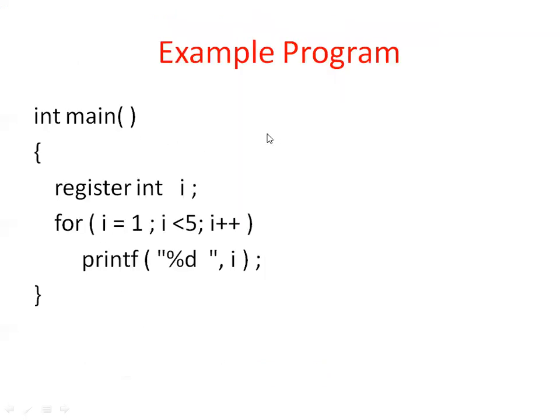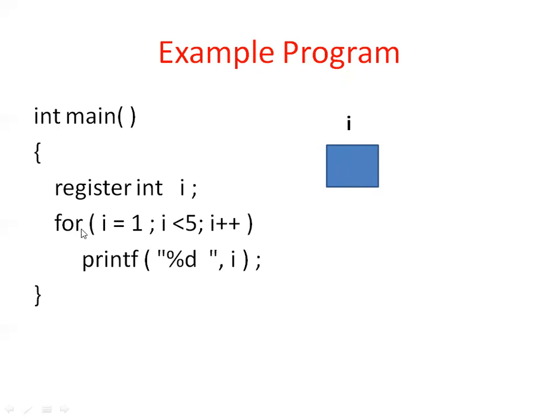I have written a simple program using this register storage class. I have a variable i of int type, whose storage class is register. This is the declaration: register, give a space, then the data type, then space and the variable name. When this variable is declared, memory for i is allocated like this. Since I have not initialized it, a garbage value will be present in this location.